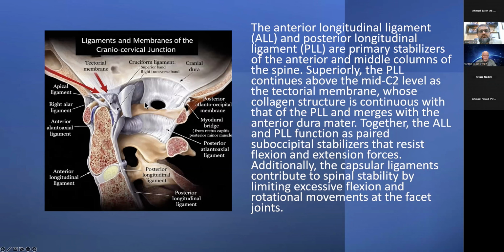This is the tectorial membrane. Here we have the tectorial membrane, whose collagen structure is continuous with that of the PLL and merges with the anterior dura mater. Together, the ALL and the PLL function as paired suboccipital stabilizers that resist flexion and extension forces. Additionally, the capsular ligaments contribute to spinal stability by limiting excessive flexion and rotational movements at the facet joints. Here we have the facet joints.